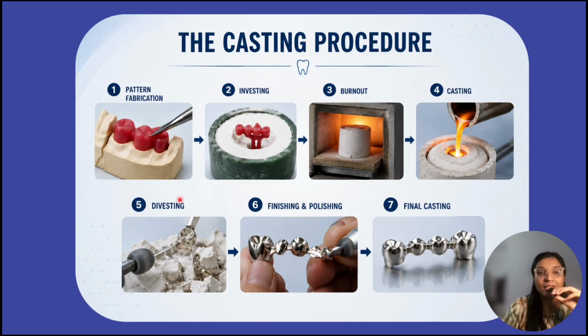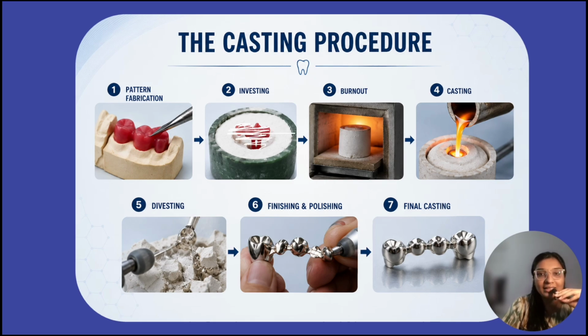investment materials. So as you can see, the first step is the wax pattern fabrication. Like in dental anatomy and histology, how we carve the tooth anatomy, similarly we have to carve it on this prepared tooth. After that, we do the investing. Then we place the wax pattern and we fill it over with the investment material.